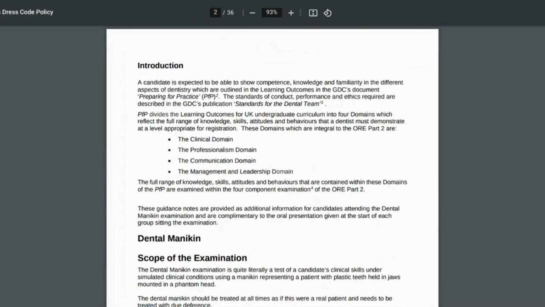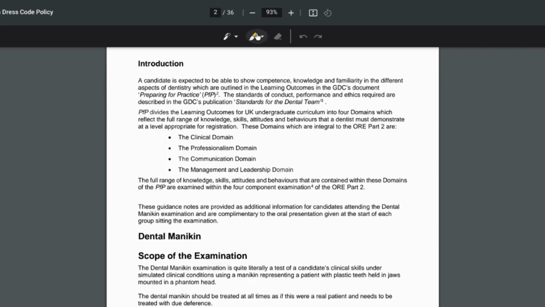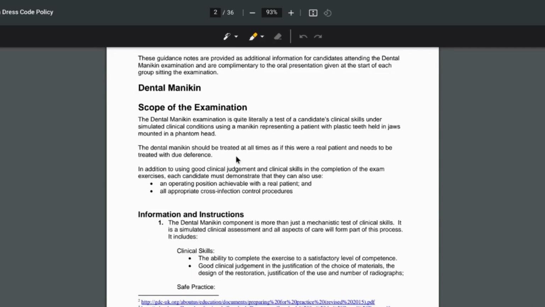This is a little bit of introduction: professionalism domain, clinical domain, professionalism, communication, and management and leadership domain. The full range of knowledge, skills, attitude, and behaviors that are contained within these domains are examined within the four components of all these exams. So this is basically what is expected from this. This is the level that GDC is expecting you to have.